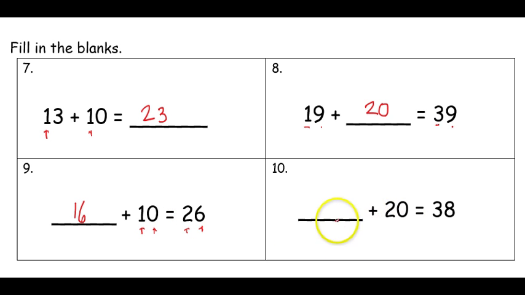And my last problem shows me that I started off with some number, I added 20, and I ended up with 38. Well, I started with 2 tens, and I ended up with 3 tens. So I must have added 1 ten. I didn't have any ones here, and I ended up with 8 ones. So I must have added those 8 ones at the start. 18 plus 20 equals 38.